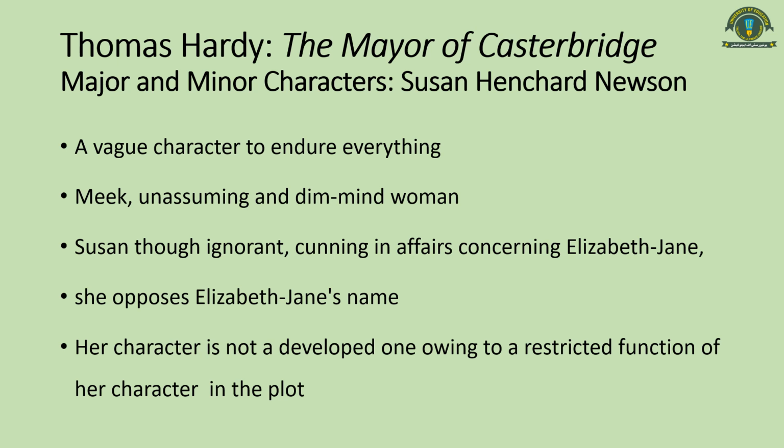Because when she needs a person to take care of Elizabeth Jane after her death, she through all means convinces Michael Henchard that Elizabeth Jane is really his daughter. She also opposes Elizabeth Jane's name, because when Elizabeth Jane Henchard dies and Elizabeth Jane Newson is born, she names her after her former daughter, Elizabeth Jane Henchard. So all such activities have been done purposefully by Susan.